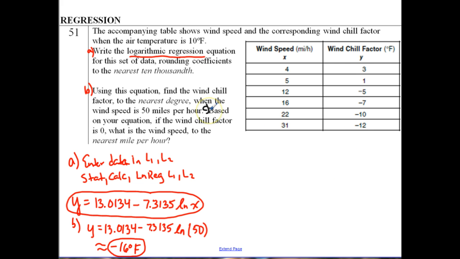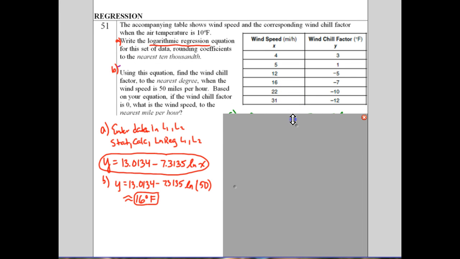The third part of the question is more challenging. It says, based on your equation, if the wind chill factor is 0, so that's giving us a 0 here, what's the wind speed? So that would be putting a 0 in here. Somewhere in here, I'm anticipating a number somewhere between 5 and 12, maybe around 6 or 7. So we're subbing in 0 for y, we need to solve for x.